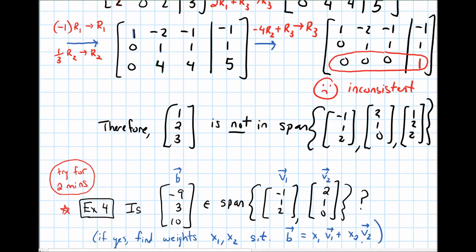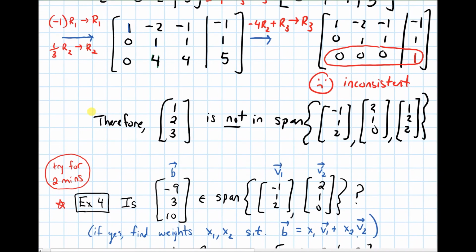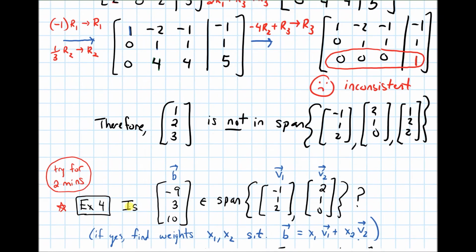Okay, I don't want to go too far down, because I want to have you guys try this for a couple minutes. So now, is the vector negative 9, 3, 10 in the span of these 2 vectors? I'm just going to call the first one v1 and the second one v2, and I'll call this first vector b. So if yes, then find the weights x1 and x2 such that b equals x1 times v1 plus x2 times v2.